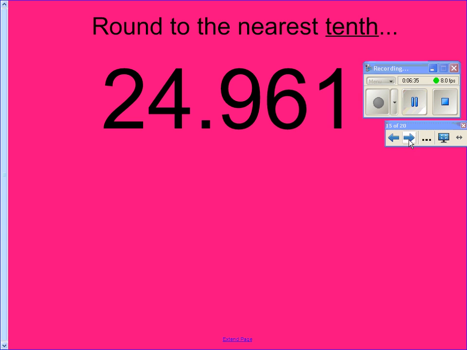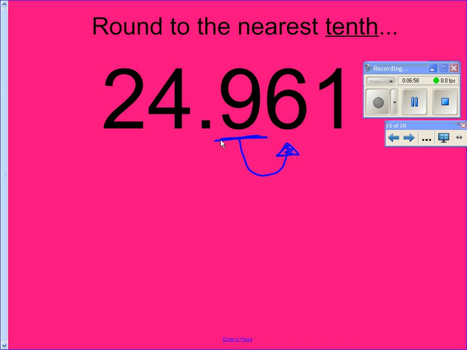Next one. Try this one on your own. You can pause the video. Okay, it says rounded to the nearest tenth. So we want one place after the decimal. The 9 is in the tenths place. The 9 looks to the 6. The 6 tells the 9 to go up.